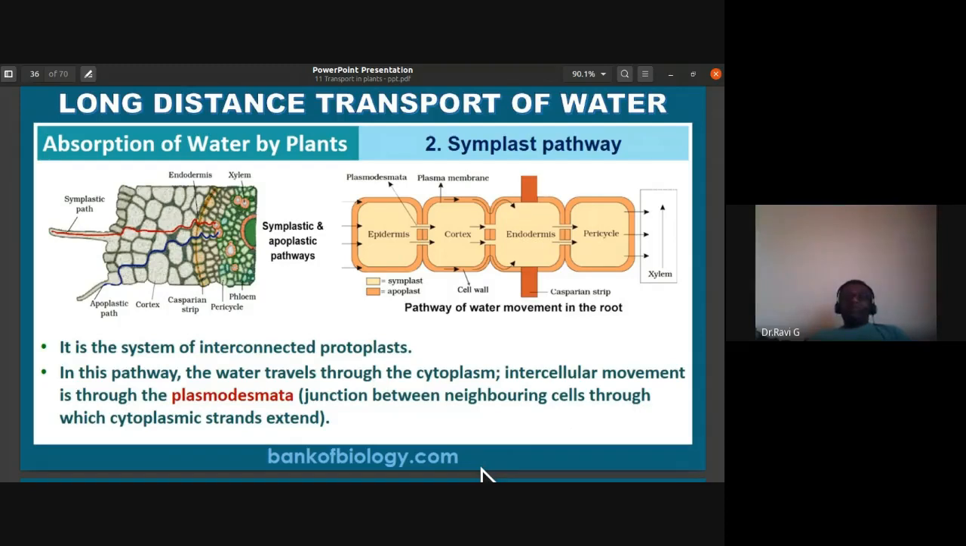If asked to define plasmodesmata, they might give you: the junction between neighboring cells through which cytoplasmic strands extend, or cytoplasmic connections are established. We call that plasmodesmata. So the intercellular movement takes place through the plasmodesmata, which are nothing but junctions between neighboring cells through which the cytoplasmic strands extend.